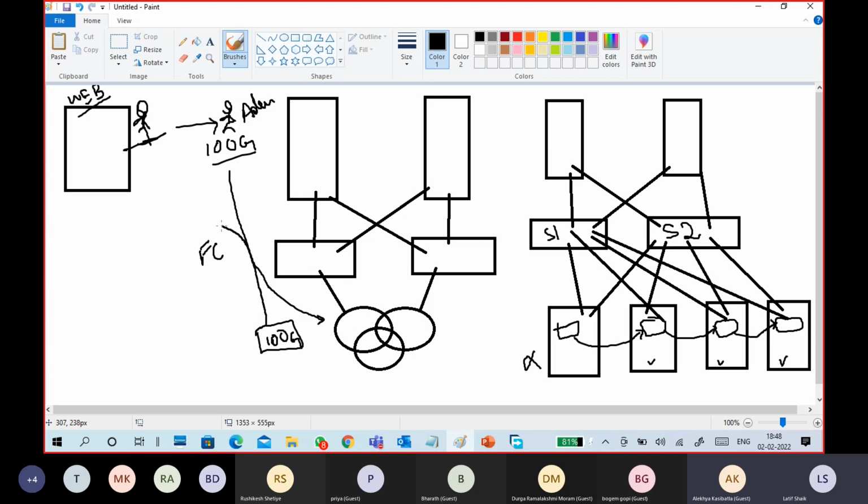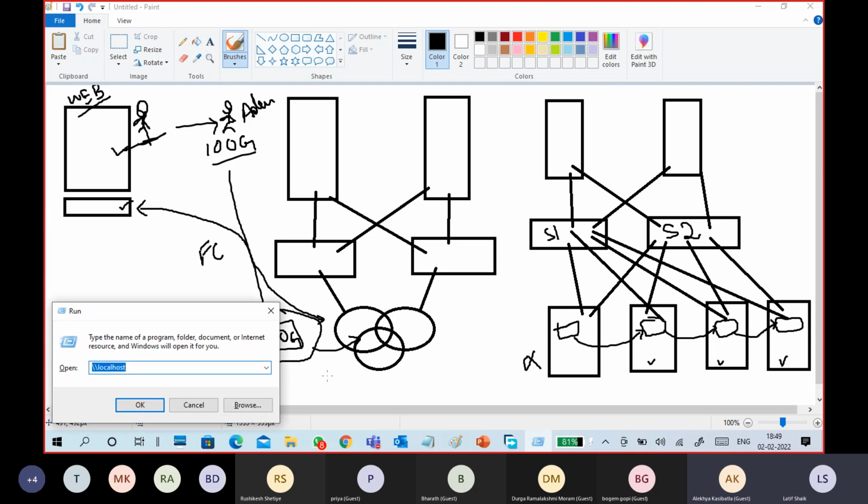So this will come and attach to this machine. For this machine, it looks like a local disk. For this machine, this space looks like a local hard disk. But in reality, this is in the storage bay. So this is called block storage.